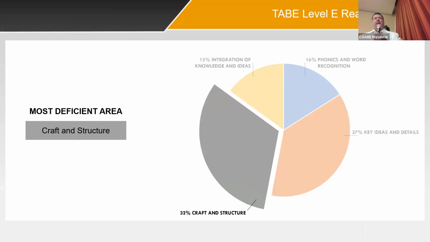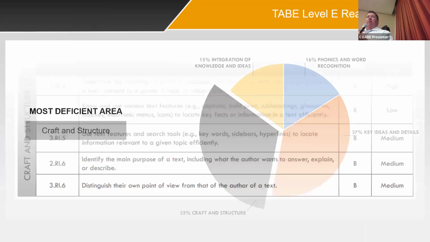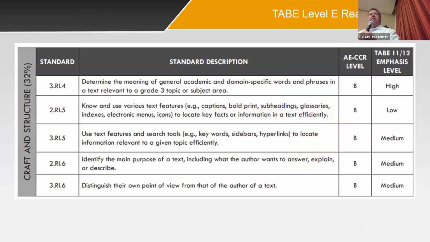So craft and structure was at level E. It'll be interesting to see how that carries on to other forms as we go forward. But then within craft and structure, we look at what are the standards and sub-skills that are being addressed. And what we notice is that there's 1 high emphasis and 3 medium emphasis. That relates to how many questions are associated to those skills within the total number of questions on the test. And these, again, are from the blueprints, so they're all available on tabetest.com.